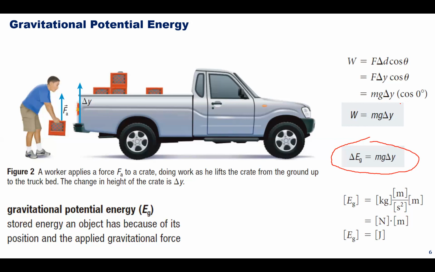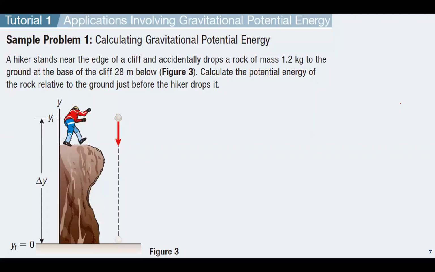So next, let's have a look at a tutorial which examines how to use gravitational potential energy in problems involving rising and falling objects. Okay, so now let's consider tutorial 1, applications involving gravitational potential energy. Okay, so sample problem 1, calculating gravitational potential energy. A hiker stands near the edge of a cliff and accidentally drops a rock of mass 1.2 kilograms to the ground at the base of the cliff, 28 meters below, which is shown here in this figure. Can you calculate the potential energy of the rock relative to the ground just before the hiker drops it?